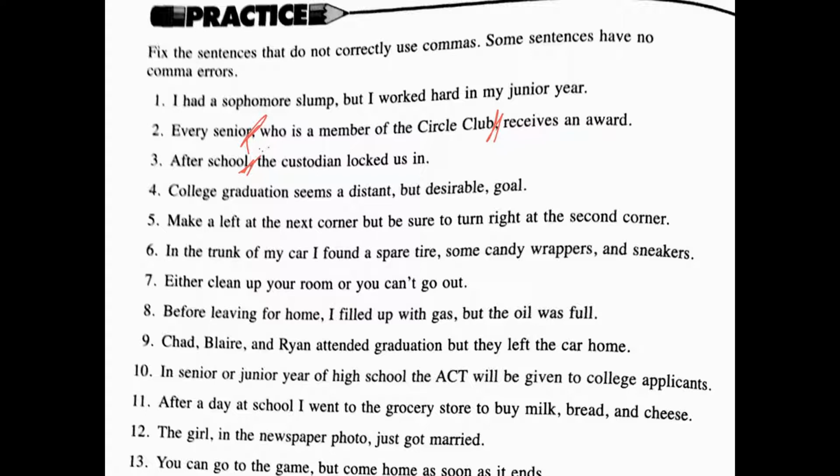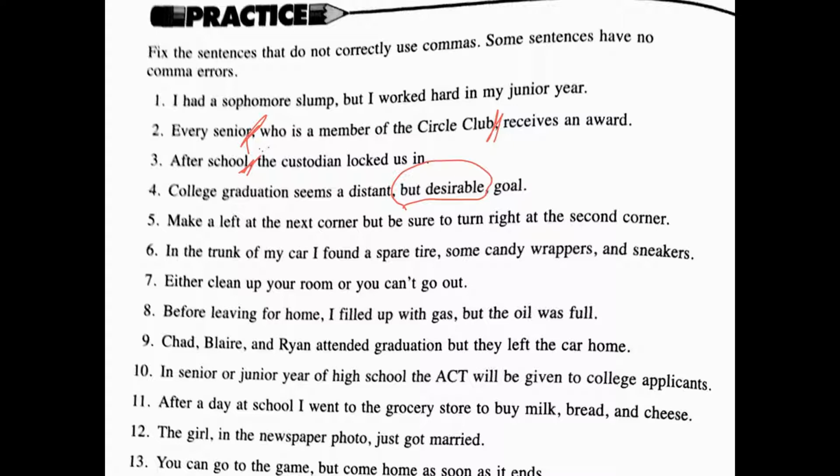Number 4, what do you have for number 4? All right, Zach. I left it alone. Yeah, it's correct as is. The college graduation seems a distant but desirable goal. Take a look. This one tricked a lot of people.